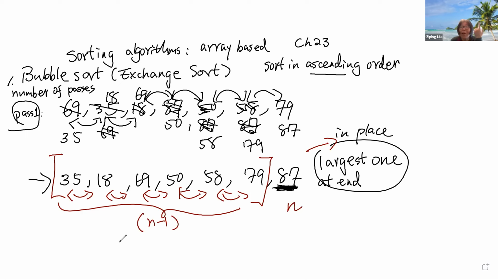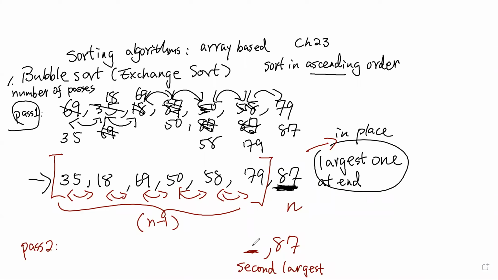Then just think about after the second pass. After the second pass, which number is in place? So here is 87. How about the second largest? Is the second largest number going to be at the reverse second place? Yes, it is supposed to be here. Second largest number is who? It is 79.